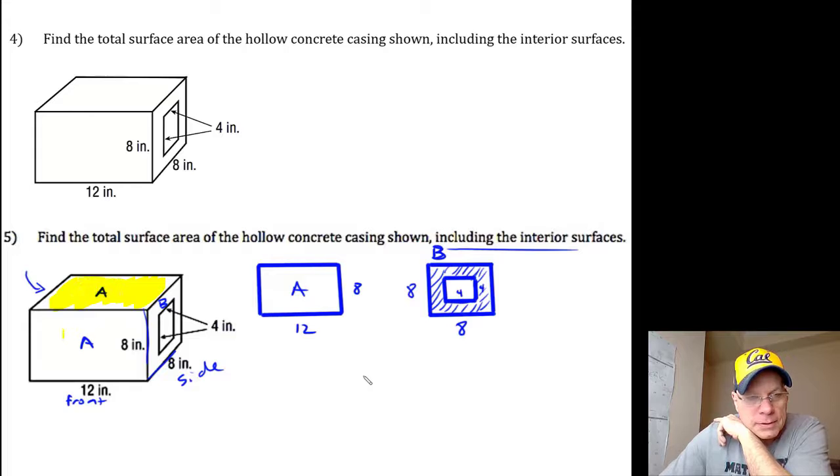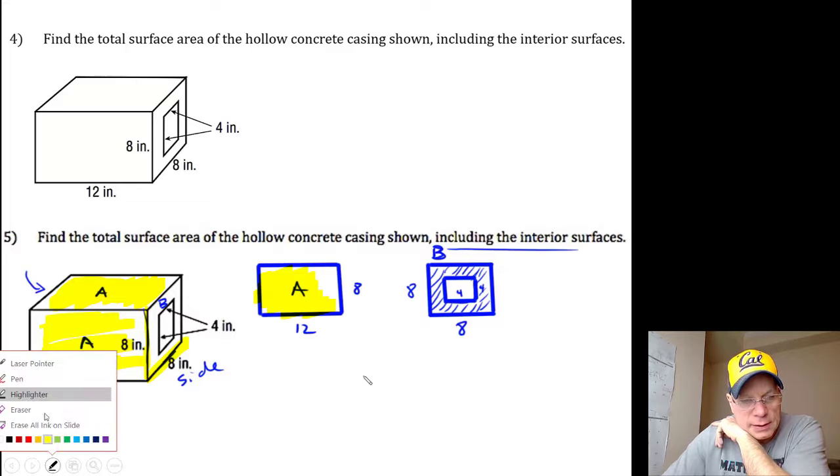So these faces that go all the way around are congruent. You can tell by the dimensions because this is 8 inches and this is 8 inches. So because that's a square, this A is repeated 4 times. There's 4 of those. And this weird one, let me get a different color to highlight.